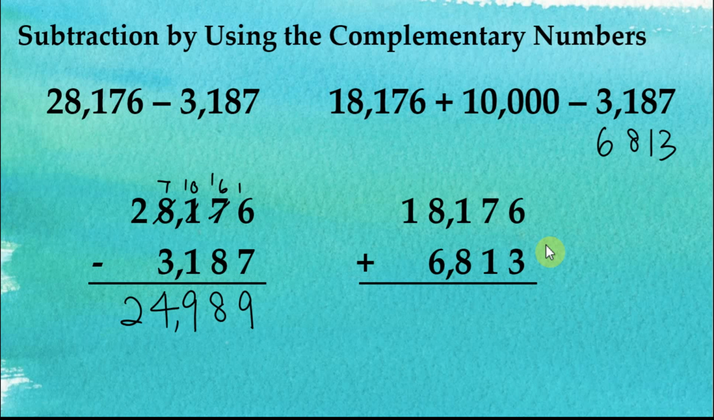6 plus 3 equals 9, 7 and 1 equals 8, 1 and 8, 9, and 8 and 6, 14, and 1 and 1, 2. So you can see that we can do these calculations much faster, and the chance that we make a mistake is much lower compared to subtractions like this. So this is one of the uses of complementary numbers. We can use these complementary numbers to change subtractions to additions.